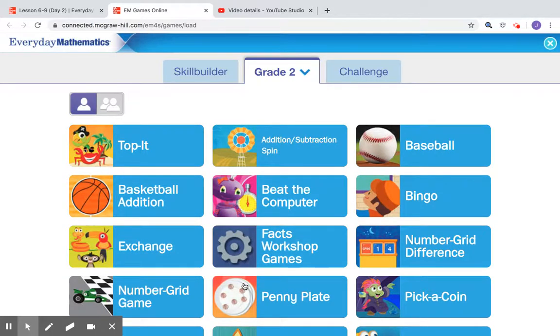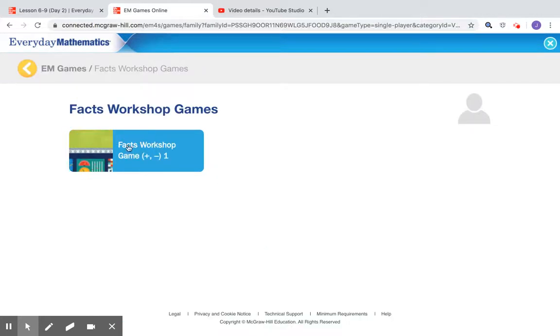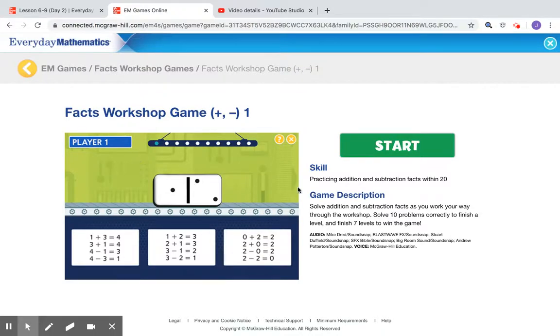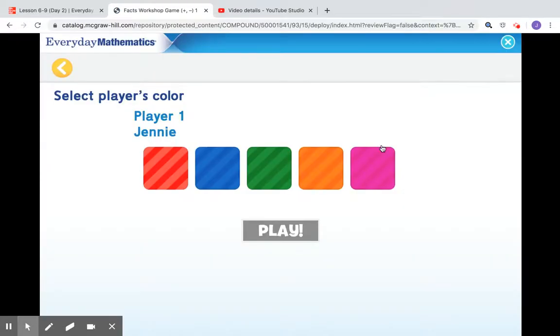And we're going to go into everyday math games online. And boys and girls, you're going to work today in grade 2. And you're going to work on facts workshop games. So we're going to click in here. I'm going to click the box. And I'm going to click start. This is working with your math facts, boys and girls. I'm going to click purple and hit play.